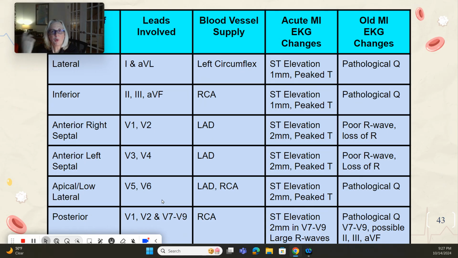We don't always do a posterior EKG on somebody, so you may not see the changes every single time because it's not a posterior EKG. The damage is in the posterior region of the heart, so you might not see the pathological Q on there. I'm not sitting here for very long, so if you haven't finished filling in the chart, just pause and press play when you're done. Moving on.